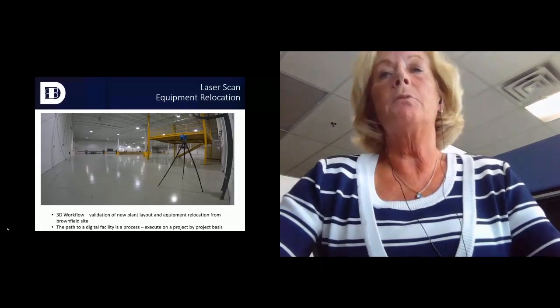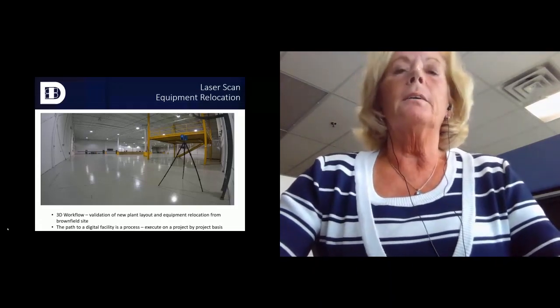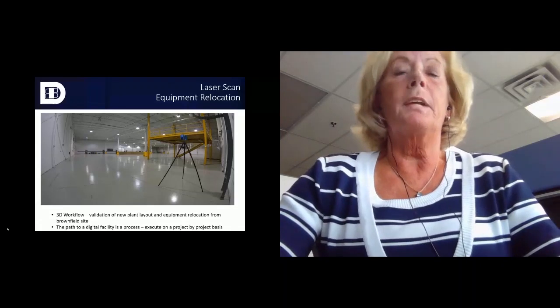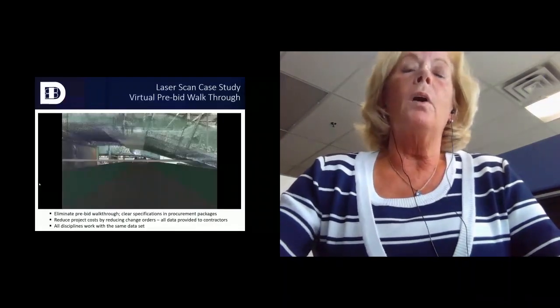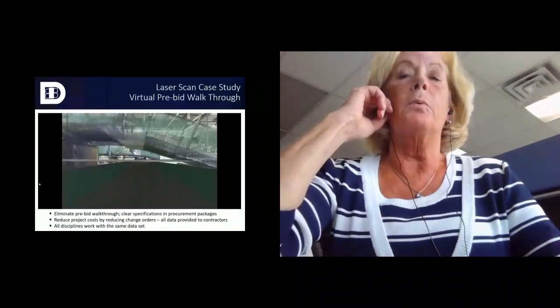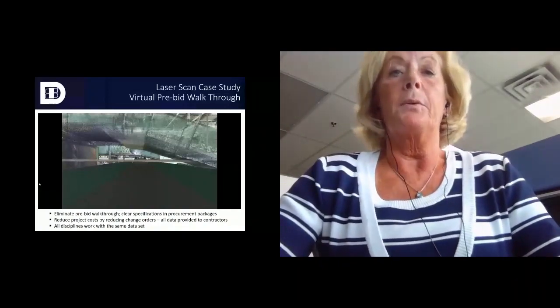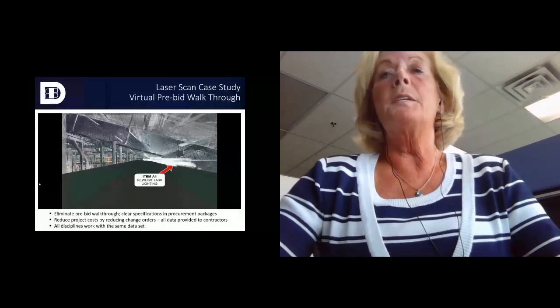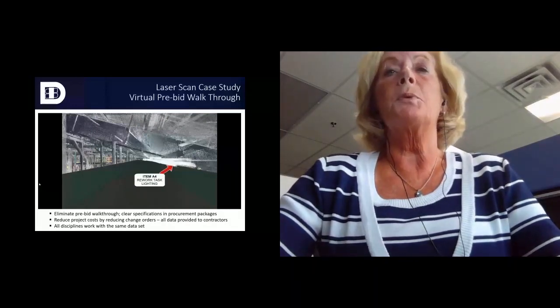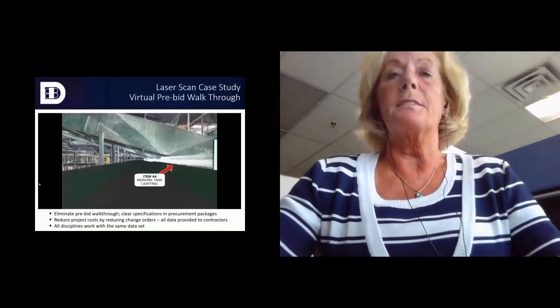Once again, you're checking for any type of clearances, any type of clashes, clash detection. Additionally, all of the annotations that you see in there were in reference to the bid packs that were going out. So all the disciplines that will be bidding on this particular work are looking at the same data sets.